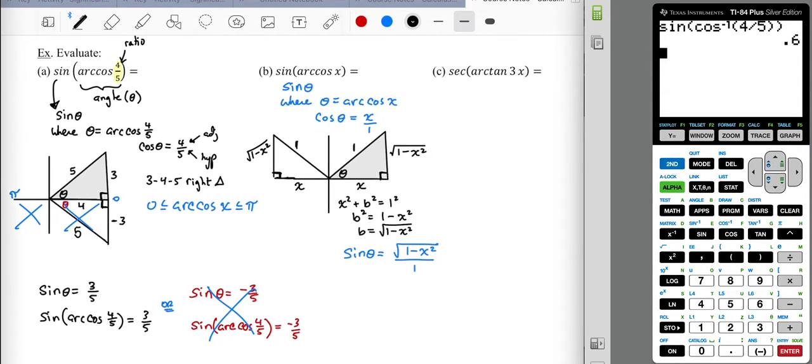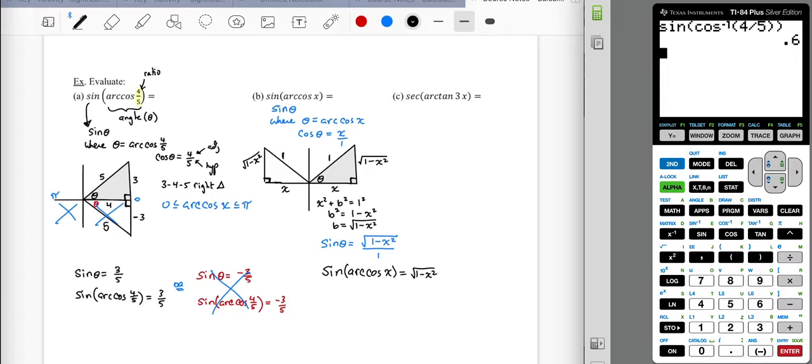Now I'm looking for the sine of the arc cosine. Well, that whole triangle came from the arc cosine ratio. Since theta is defined as arc cosine of x, I can now make the substitution: sine of the arc cosine of x is equal to the square root of 1 minus x squared.